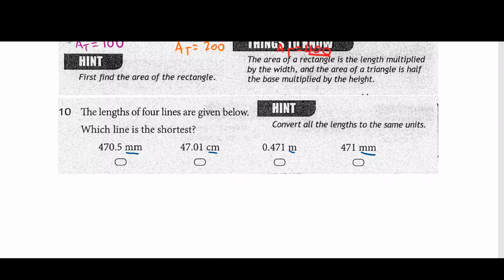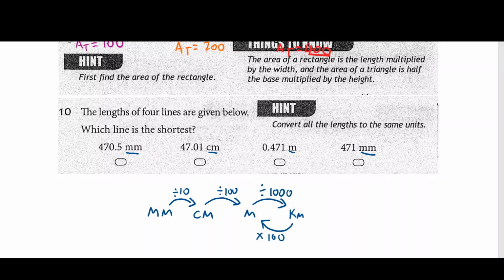So here's how we do that. We've got millimeters, centimeters, meters, and kilometers. And here are the conversions. Millimeters to centimeters, we divide by 10. Centimeters to meters, we divide by 100. Meters to kilometers, we divide by 1,000. Kilometers to meters, we times by 1,000. Meters to centimeters, we times by 100. Centimeters to millimeters, we times by 10.